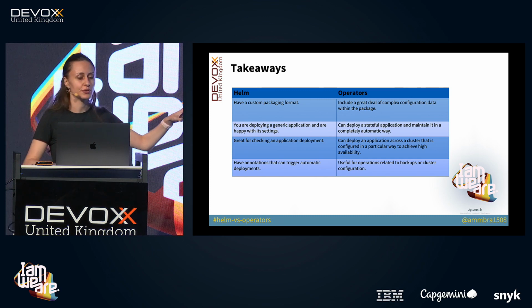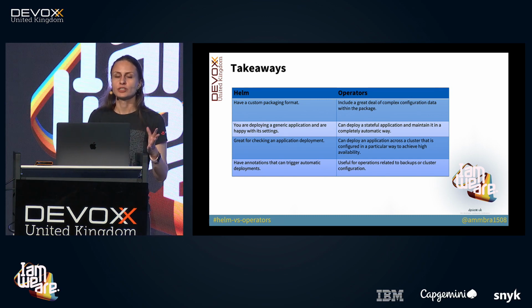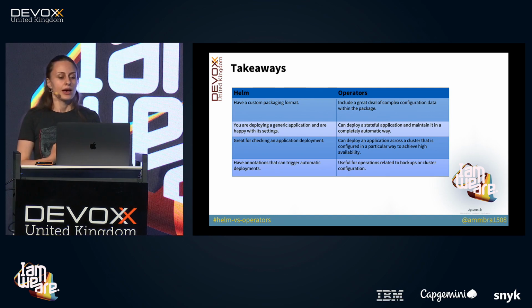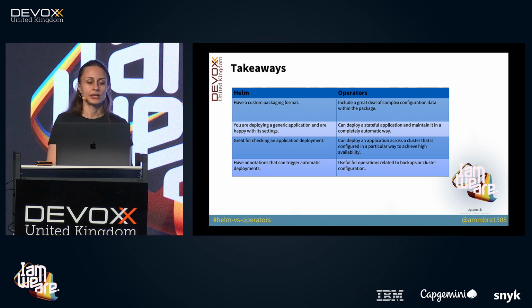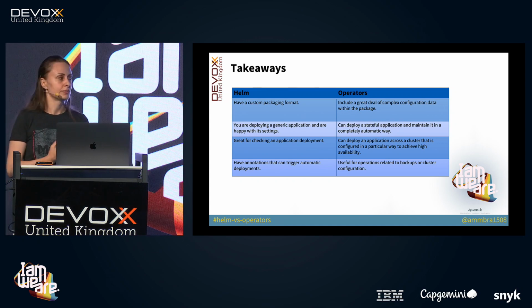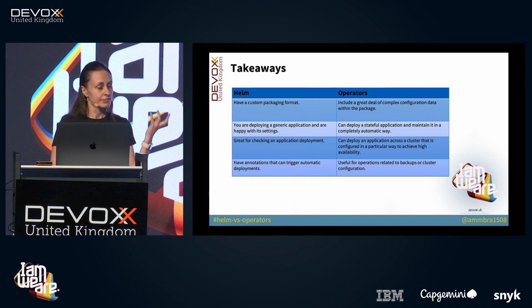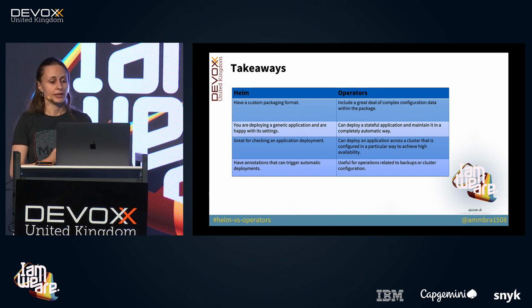And some takeaways for you: for Helm, it's good that they have a custom packaging format, so you can deploy a generic application and be happy with its settings. I would recommend going with Helm mostly for stateless apps. It's great for checking the application deployment. They have annotations that can trigger automatic deployments.